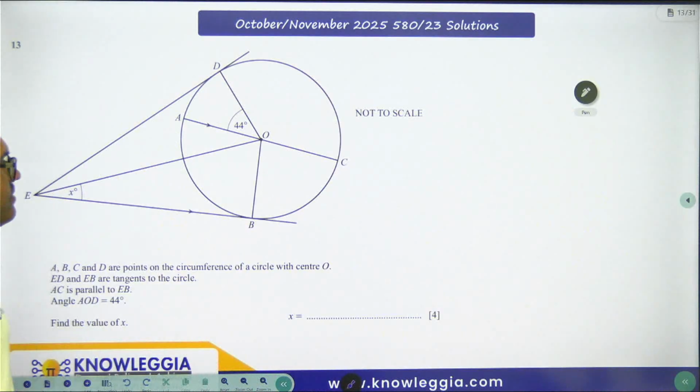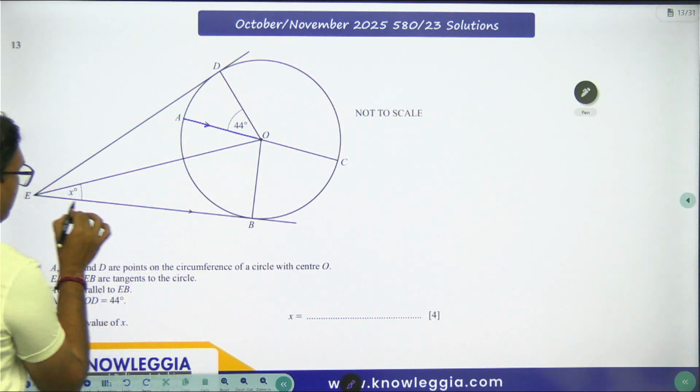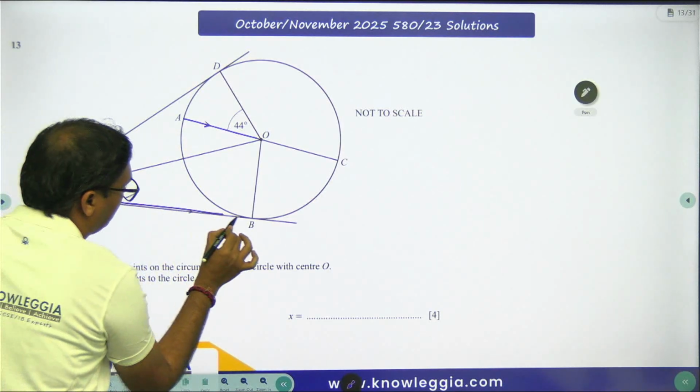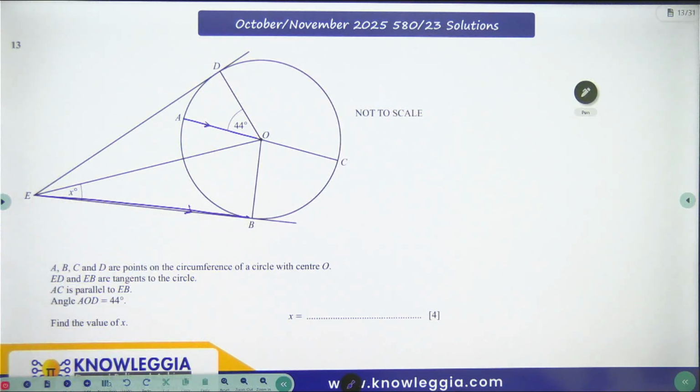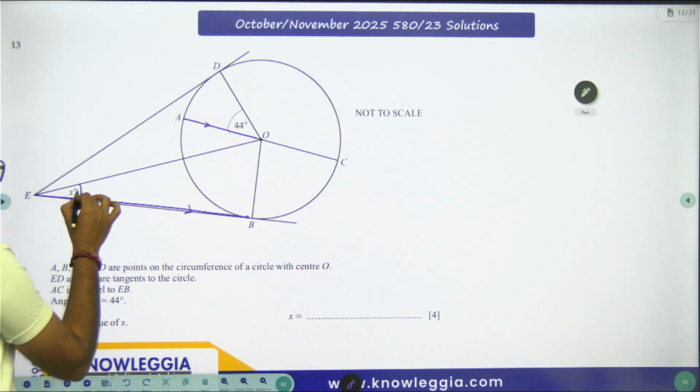Okay, so now see, first thing is this line. How can you use this? This line and this line are parallel. This tangent and this line are parallel. So if these lines are parallel, I can first see that this angle is X.